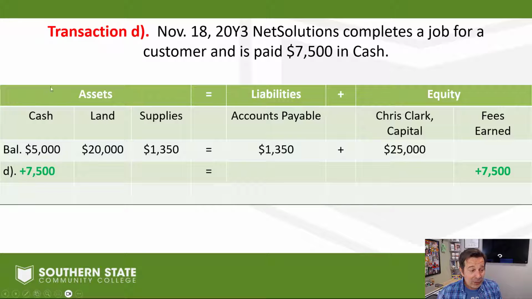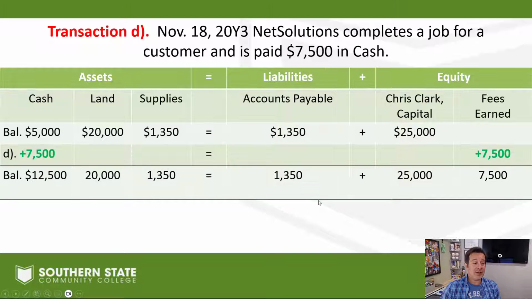$7,500, cash goes up, fees earned goes up $7,500. And we got new balances. Our cash account is now $12,500. The other account balances are going to stay the same except for fees earned, which we just added $7,500 into.